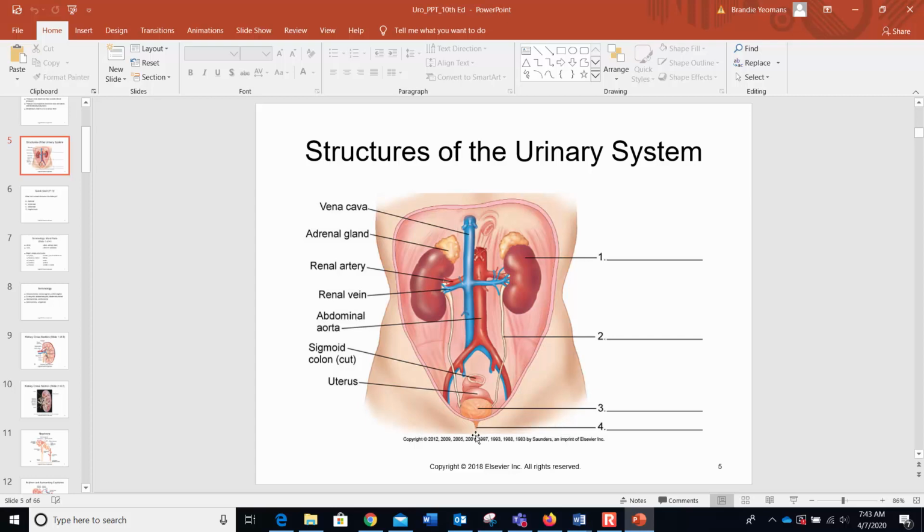So those are the main structures that you need to keep in mind when we're talking about the urinary system.